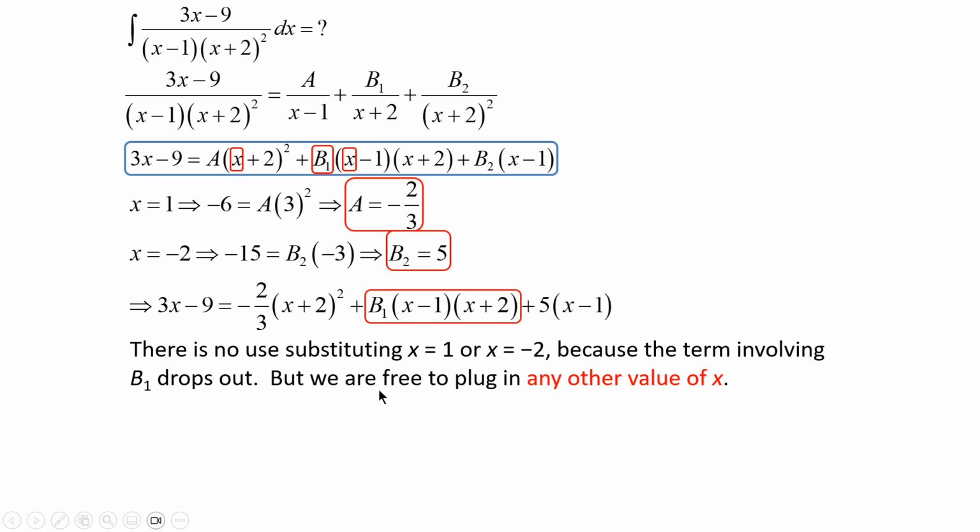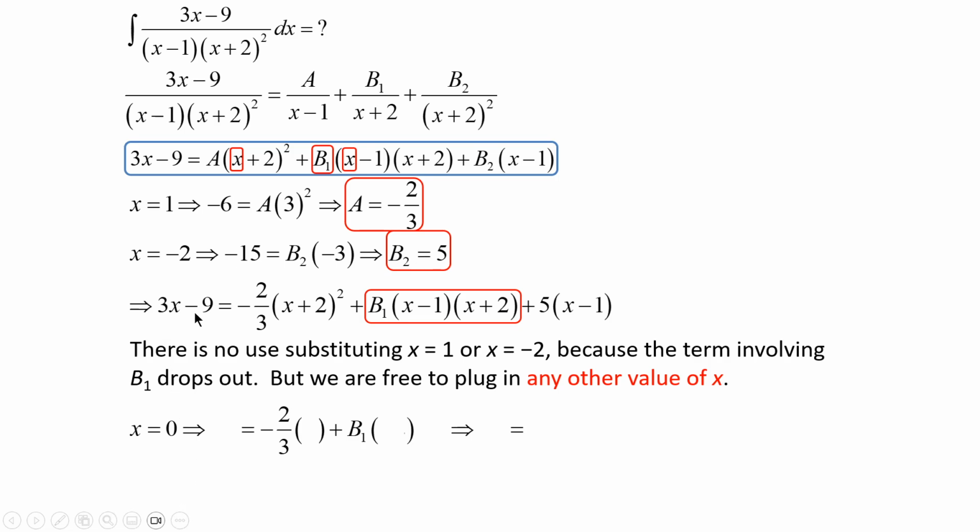There is no use substituting x equals 1 or x equals negative 2, because that would eliminate the term involving b sub 1. But we are free to plug in any other value of x. If I can choose any value of x I want other than 1 or negative 2, I'm going to use 0. Now let's see how clean this comes out.